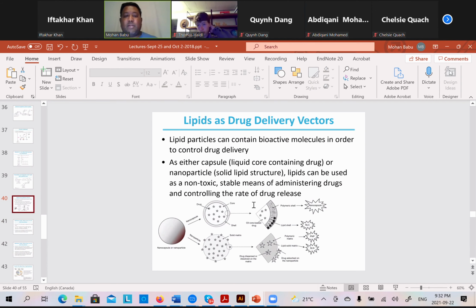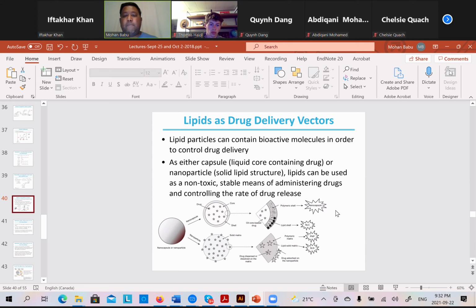Here is one example to show how we can use a nanocapsule or nanoparticle. In this nanocapsule, this is a liquid core containing the drug. So these are drug molecules, and this is a shell. And usually these are loaded with oil. So the drugs are loaded with an oil, so then they can be useful as a nanocapsule.